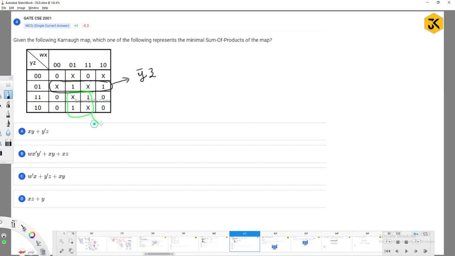Okay. So what is the value of this one? Y, and it should be x. Is there any other requirement? No. Yx plus y bar z. Yx plus y bar z. So option A is the correct answer.